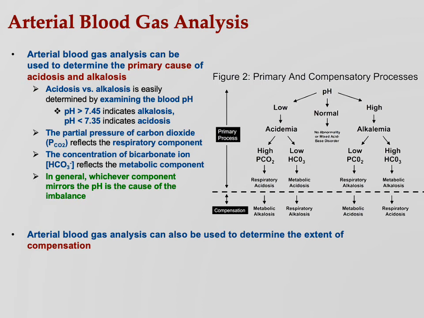It can also be used to determine the extent of compensation. So what does that mean? Well, if you're in a state of acidosis or alkalosis, remember, whatever system is not the one who caused it is going to be trying to fix it. So if you've got a metabolic problem, the respiratory system is going to try to fix it for you. If you've got a respiratory problem, then the kidneys will try to fix it for you.